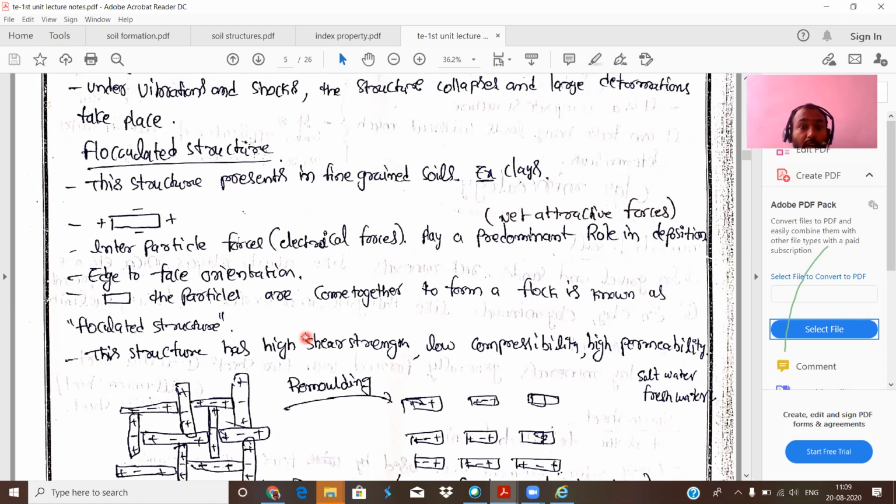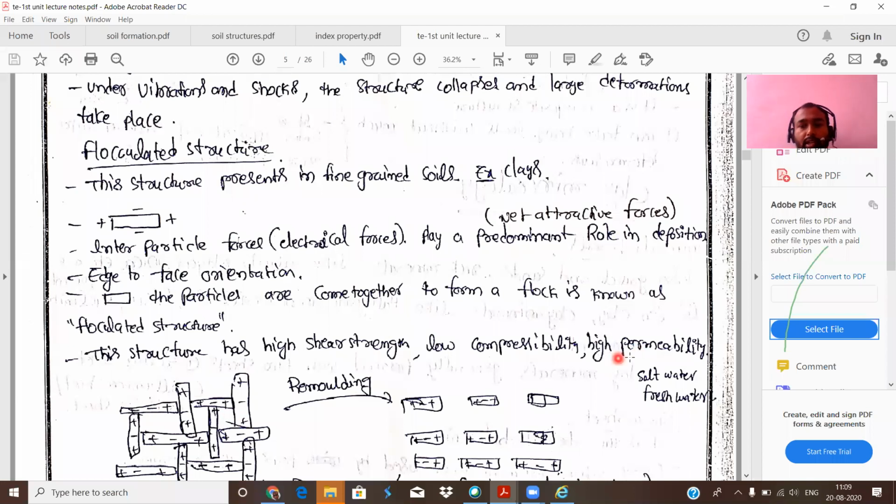This structure has high shear strength because of high attractive forces between the particles. Due to the high attractive forces, it has low compressibility. When we apply any external load on the structure, there is very little compressibility. So due to less compressibility, there are fewer voids in the soil.